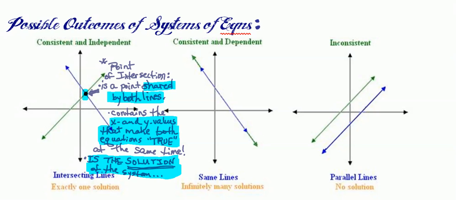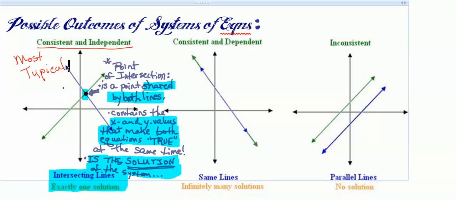So intersecting lines, that's possible. You can see that obviously you can solve these by graphing too, and you can see what kind of solution you'll have. This means that we'll have only one solution to these types. And this is your typical situation. Make note of that too. So having a consistent and independent system of equations, this is your most typical. So remember that.